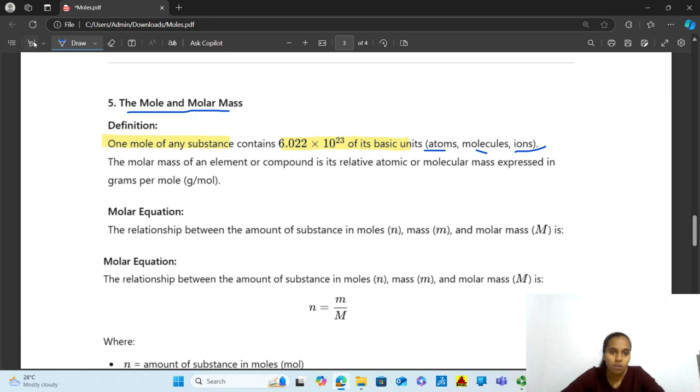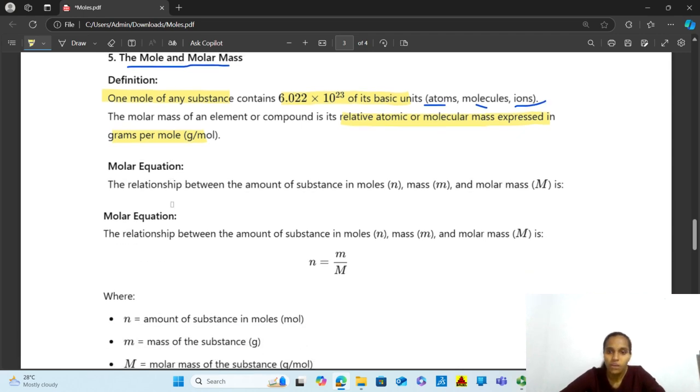So the molar mass of any element or compound is the relative atomic mass or molecular mass expressed in grams per mole. Previously we have studied how to get relative atomic mass and molecular mass. Those have no units, and if we indicate that value in grams per mole, we can say it is the molar mass of that element or compound, right?